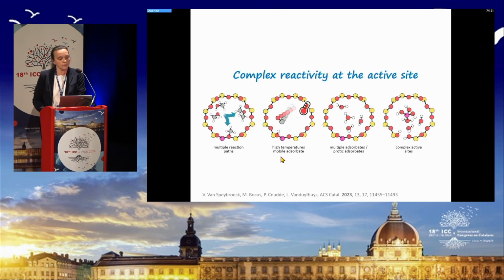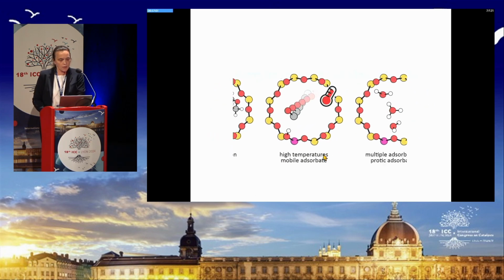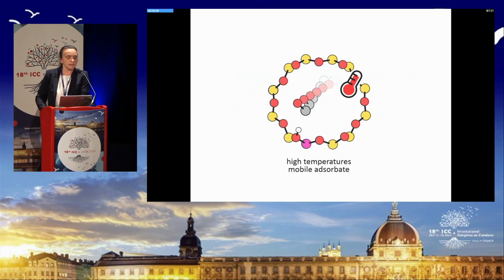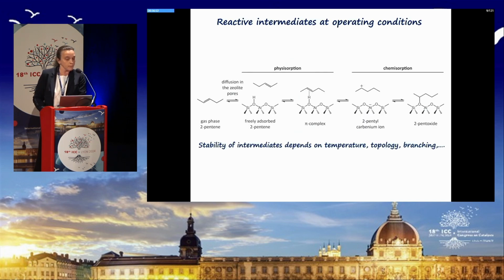Here there are a few pictorial representations that illustrate that we have complex reactivity at the active site. Let me show this in a little more detail. Let us first have a look at high temperature adsorbates. A classical example that we have used a lot is the following. If you have, for example, alkene adsorption in zeolites, then various adsorbed states can form. We can have a free pentene, a pi complex, a carbenium ion, or a pentoxide, and there has been a lot of discussion on what type of adsorbates are formed under operating conditions, depending on the zeolite and the conditions in which you are working.